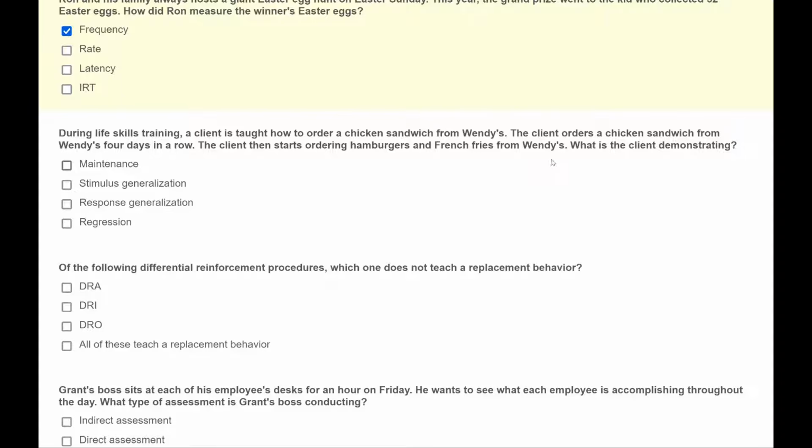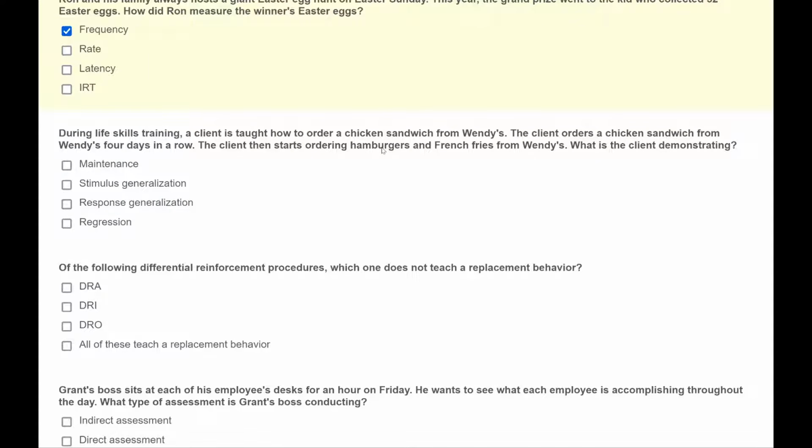But specifically, what is the client demonstrating? We just said they're generalizing, right? We taught them a skill, and then they went outside that learned skill or that learned environment and showed off a new skill. If we look at our answer choices, we don't necessarily have generalization, but we have stimulus and response generalization. So we're looking for a specific type of generalization. It's not regression, right? Regression is technically not an ABA term. It's used quite often, but this client's certainly not regressing. And then maintenance. Maintenance would be if the client could still order a chicken sandwich a month from now, but the client is actually demonstrating new skills, okay?